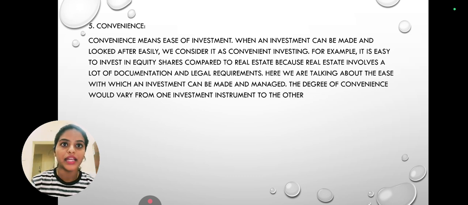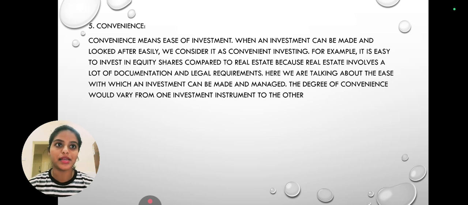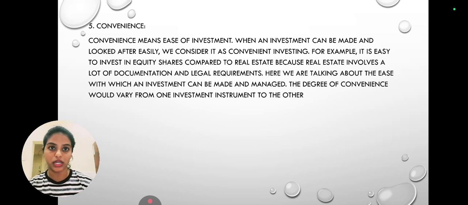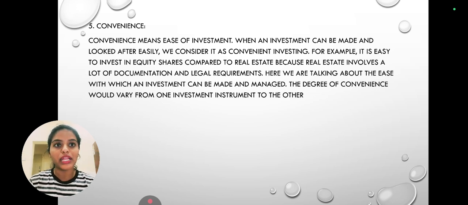And there is an example for that. It is easy to invest in liquid equity shares compared to real estate, because real estate involves a lot of documentation and legal requirements. Here we are talking about the ease with which an investment can be made and managed. So let me explain to you. When you are going to invest in equity shares in the equity market, you do not need much documentation. You may need the basic PAN details, your account details, address proof and identity proof. But when you deal with real estate, the documentation will be a lot more compared to the other one.